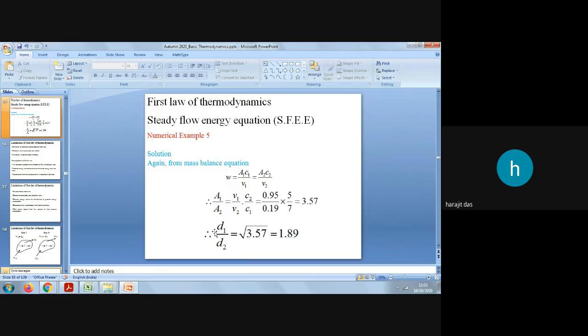Understood? In this way you need to solve the numerical problems of the steady flow energy equation. I will be sharing some problems, maybe 2 or 3 solved problems and some unsolved problems to you. In between, we will be clearing our doubts also on WhatsApp. You can ask the questions through WhatsApp, and through your classroom also.